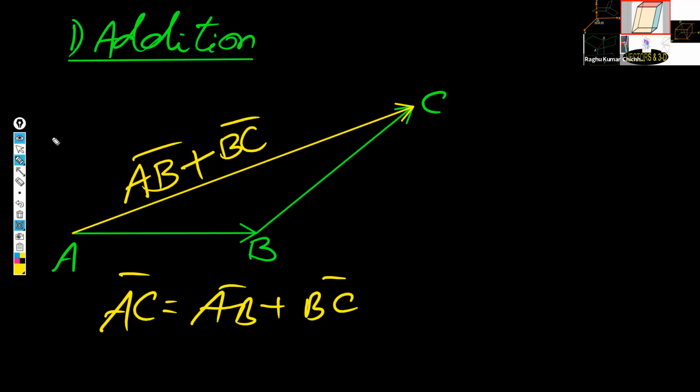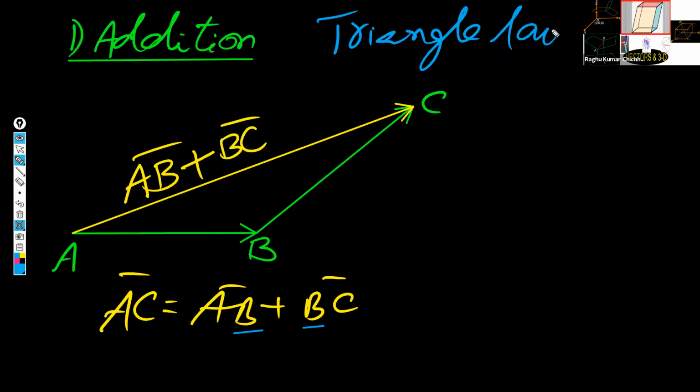Broadly understanding what I mean to say, you can see that this B will be eliminated and AC remains here. So what is that you ought to understand? For the resultant vector, the initial point is the initial point of the first vector and the terminal point is the terminal point of the second vector. This is the resultant vector. So now in the problems, if you want to apply this addition, this is nothing but the triangle law of addition.